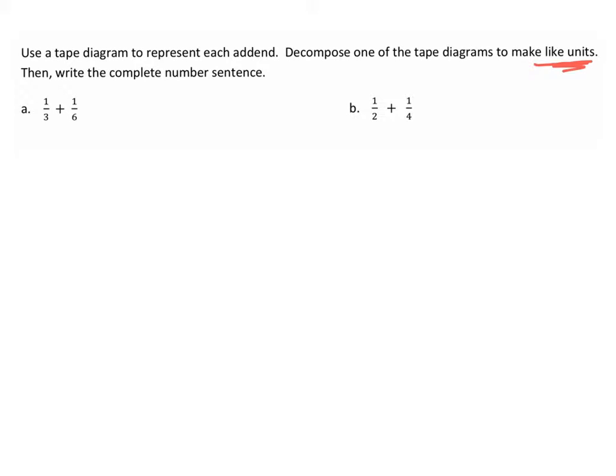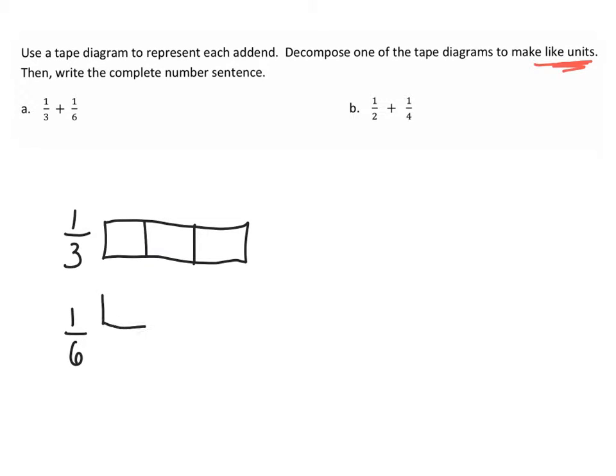So the first one says 1/3 plus 1/6. So down here I'm going to put 1/3 and then 1/6. And then I'm going to create a tape diagram to show 1/3 and another one that's the same exact size and create 6. Alright, so now I made a tape diagram to represent 1/3. It's cut up into thirds and 1 is shaded in. And then I took this one and I made it into 6 and 1 is shaded in.